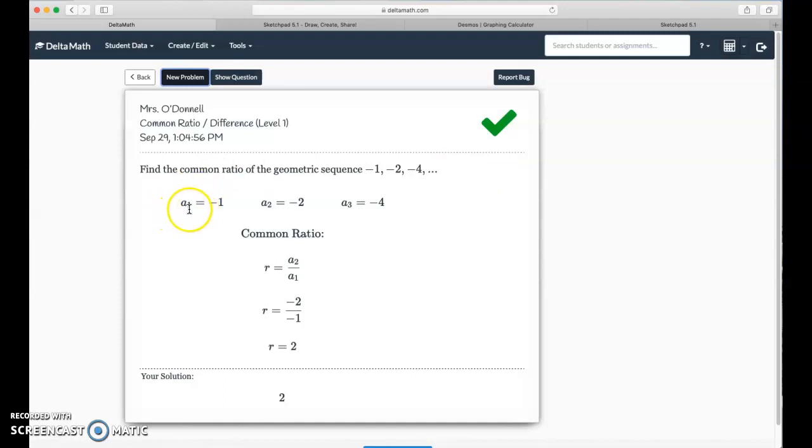And Delta Math kind of walks us through. Our first term was -1. Our second term was -2. Our third term was -4. They did the second term divided by the first term, -2 divided by -1, which equaled 2. And we're all set.